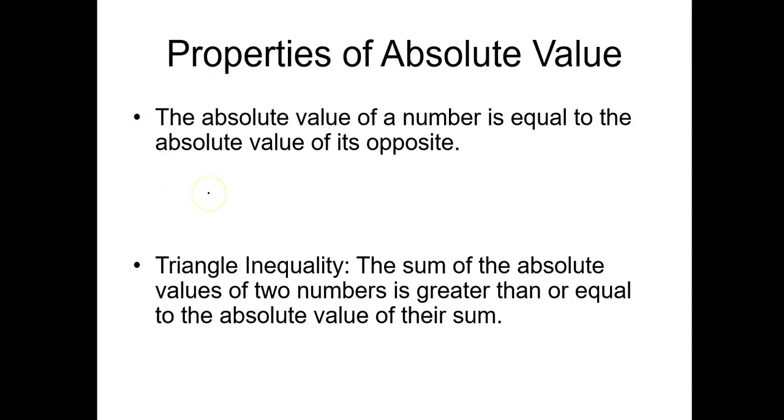Absolute value of a number is equal to the absolute value of its opposite. This one is saying absolute value of A is equal to the absolute value of negative A. So in other words, the absolute value of 5, which is 5, is equal to the absolute value of negative 5, which is also 5.